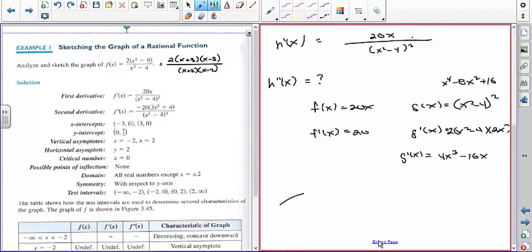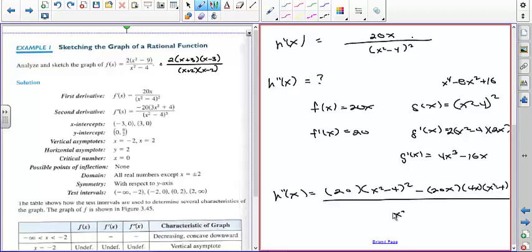Okay, so then finally, the second derivative, h double prime of x, is going to be 20 times x squared minus 4 squared, minus 20x times, and actually it's better to keep it in the factored form already. So I'm going to take 2 times 2x, which will be 4x, times x squared minus 4, all over x squared minus 4 squared squared.